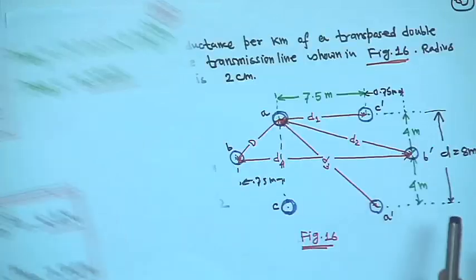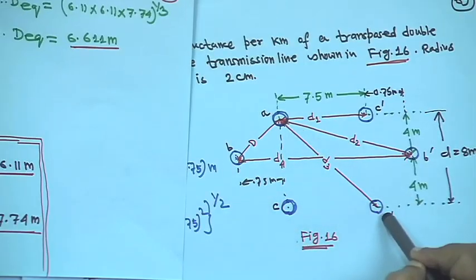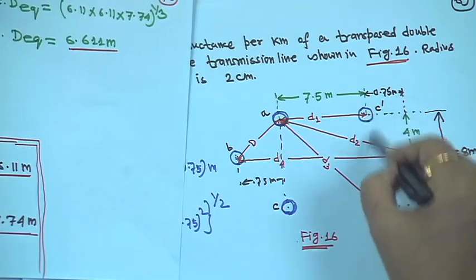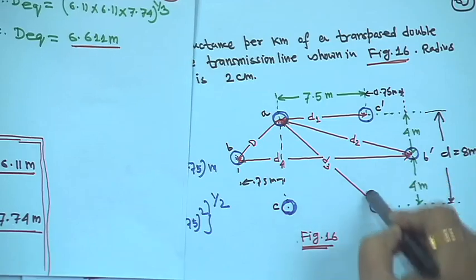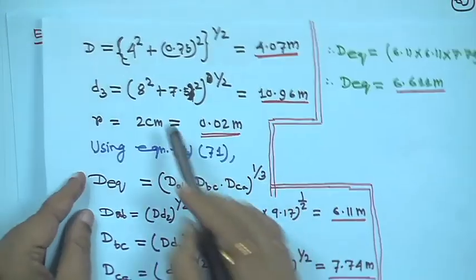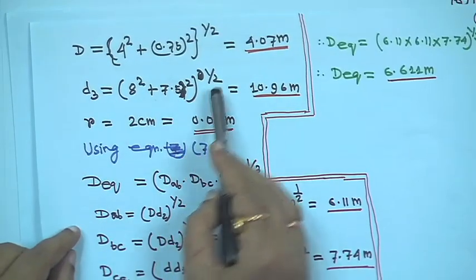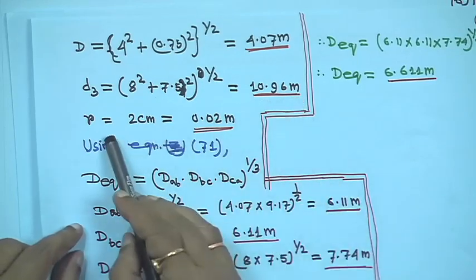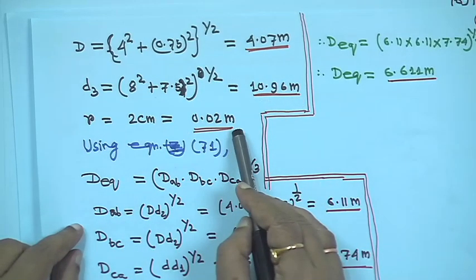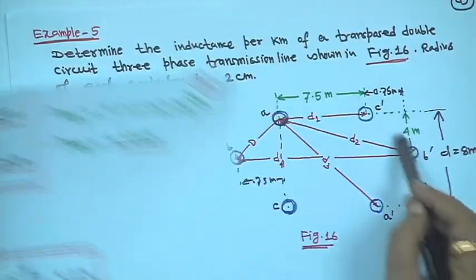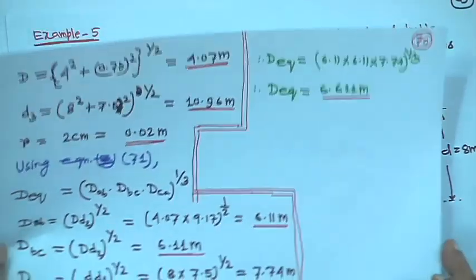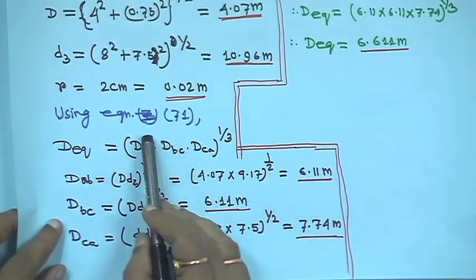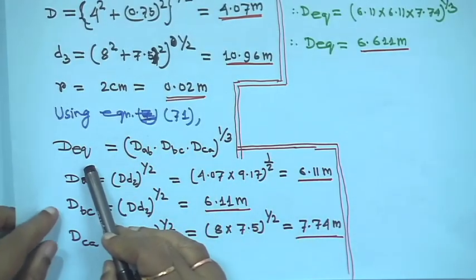Similarly, D3 means this one, right. Here it is 7.5 and from here to here it is 8, right. That means D3 is equal to 8 square plus 7.5 square to the power half. So, 10.96 meter. R is given 2 centimeter, that is 0.02 meter. So, first you calculate all the distances, right. After that, equation 71, first DEQ, right.